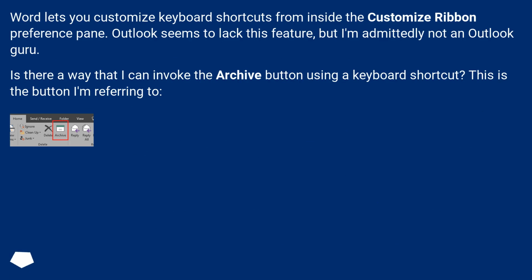Word lets you customize keyboard shortcuts from inside the Customize ribbon preference pane. Outlook seems to lack this feature, but I'm admittedly not an Outlook guru. Is there a way that I can invoke the archive button using a keyboard shortcut? This is the button I'm referring to.